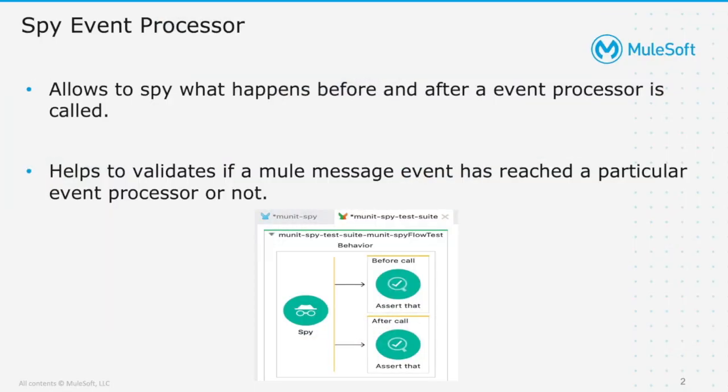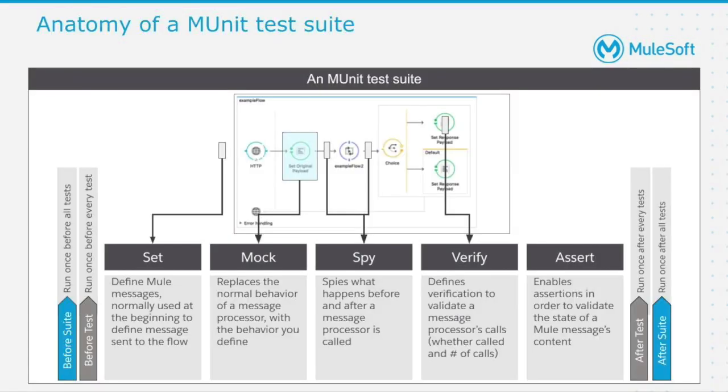The spy processor allows you to spy on what happens before and after a processor is called. This will help you to validate if a Mule message event reached a particular event processor containing the specific payload or variable. Overall, you should use the spy processor to perform verification or assertion. In this particular application, we can use spy before and after calling a flow reference to check if the input going into the subflow and the output coming out of the subflow are as expected or not.